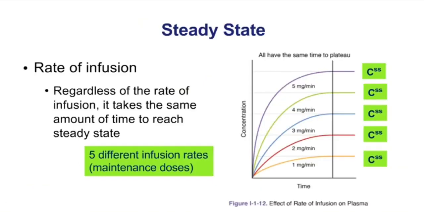This is a very important graph to illustrate the point that the size of your dose does not influence time to steady state. We see 5 different infusion rates on this graph, ranging from 1 up to 5 milligrams per minute. In fact, these are really 5 different maintenance doses. And that's the term that I want you to be very comfortable with. If your goal is to reach steady state, you're going to use a maintenance dose to do that.